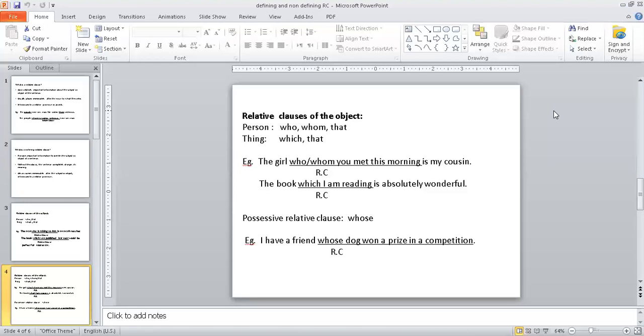Whose the dog belongs to the friend. فيبقى في بهاي الجملة زي ما قلنا ملكية. The friend's dog. So I have a friend whose dog won a prize in a competition. If you say I have a friend وخلاص to ignore the relative clause، يبقى لو بدي أحذف the relative clause whose dog won a prize in a competition، المعلومة ناقصة وما بتعطيكي معلومات كافية عن the friend. So you have to use it. So this relative clause is essential to define the friend in the sentence.